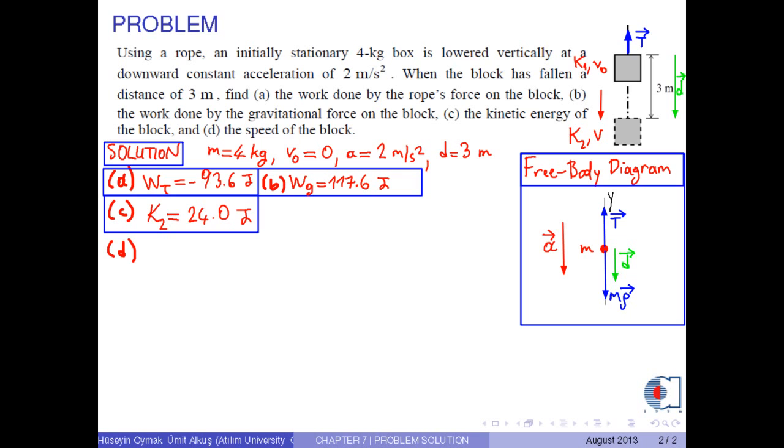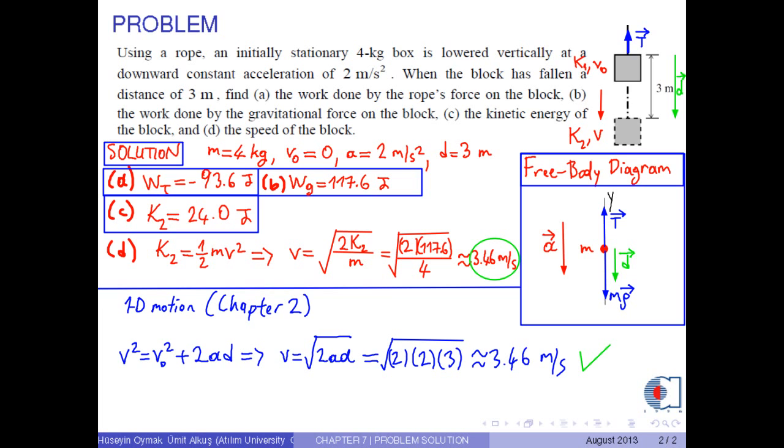D. Find the speed of the block. Here we can use the formula for the final kinetic energy, K2 equals 1/2 times m times v squared. Then the expression for the final speed becomes, with the numerical values, we obtain 3.46 meters per second. Note that since this motion is an example of one-dimensional motion, we could use this formula to find the final speed.